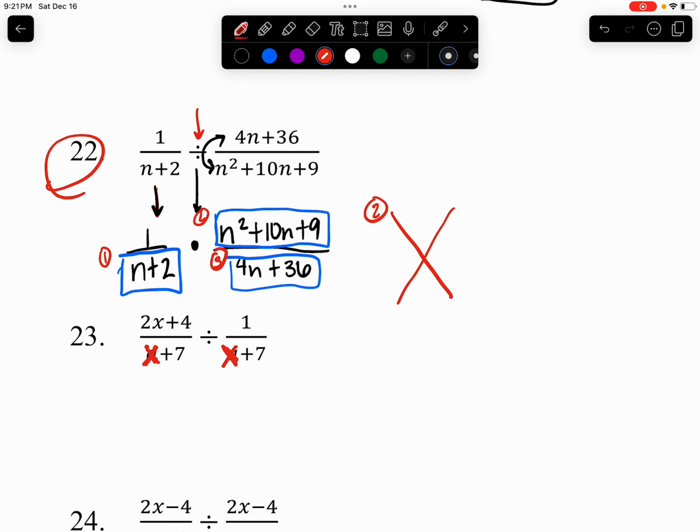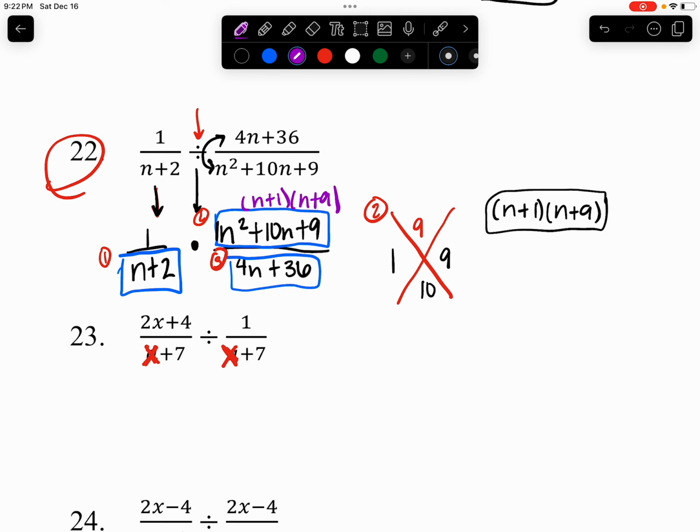This is number 2. So my A is 1, my C is 9, so it's 9 up here. My B is 10. What multiplies to 9 and adds up to 10? That is 1 and 9. So our factors would be n plus, well, do I have to divide? No, right, because my A is 1. So it's n plus 1, n plus 9. I'm going to replace this with n plus 1, n plus 9.